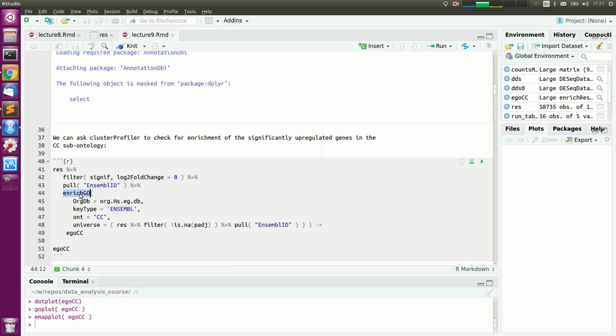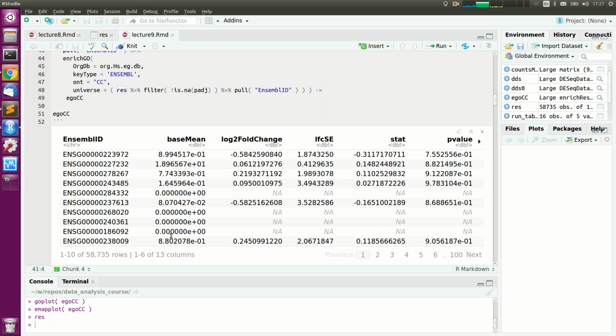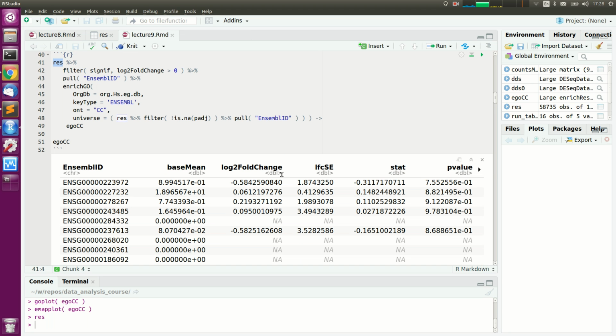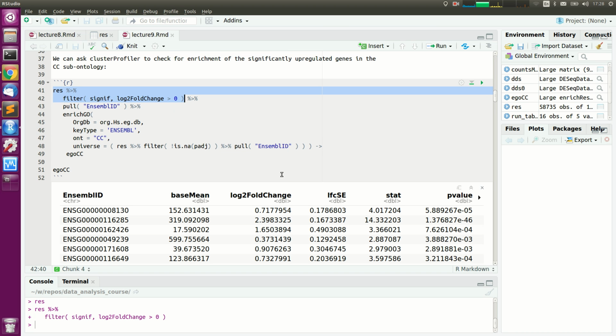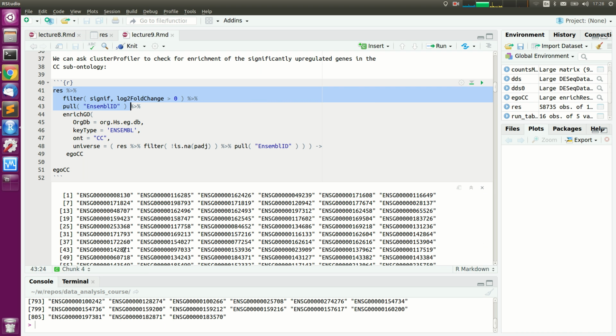Now here you can see how this whole thing actually worked. I used my result thing. You remember this was the result table from DESeq. I filter down on only those which are significant, so which have a significant adjusted p-value, and a fold change greater than 0, so which are going upregulated. And now I get them when I use the pull command to get a single column, namely here the Ensembl IDs, like this. Now I have all the Ensembl IDs.